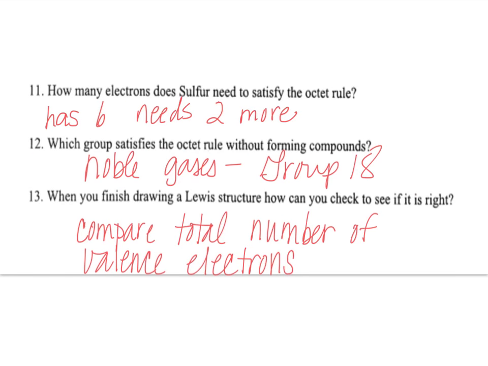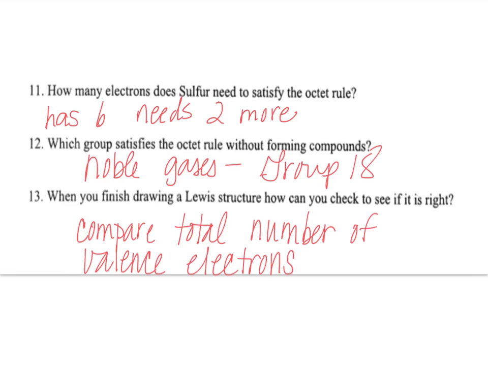Number 11, how many electrons does sulfur need to satisfy the octet rule? Sulfur is in group 16. That means it has 6 valence electrons. And so it needs 2 more to get to its magic 8. Number 12, which group satisfies the octet rule? We kind of just answered that in number 9, but it's group 18, the noble gases.